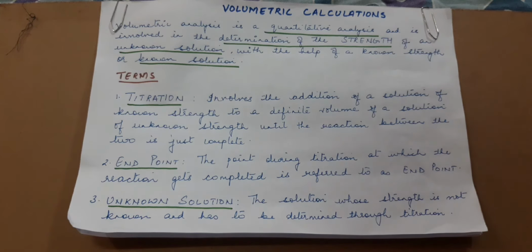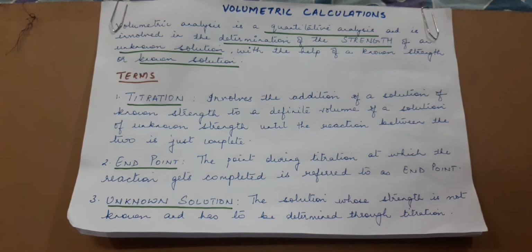Now, what is volumetric analysis? Generally, these equivalent weights of acids or salts or bases are determined by volumetric analysis, that is analysis involving the measurement of volume. Now, in volumetric analysis, we have a known volume of a given substance or solution. That means we know the exact volume of that particular solution, and that is taken, and we also know the exact strength of that solution.